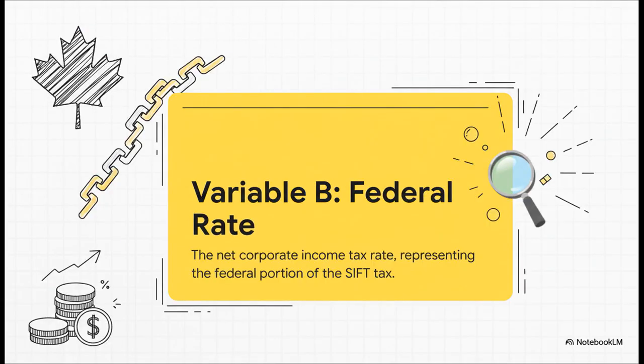Next, we've got variable B. This is the net corporate income tax rate. In simple terms, it's the federal government's share of the tax. For our purposes, we're going to use the general federal rate of 15%. And just to make things easy, this number is going to be our constant. It won't change in any of our scenarios today.